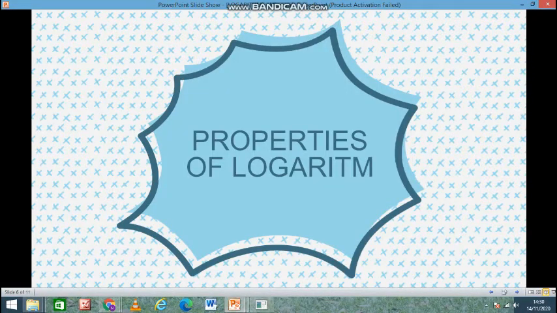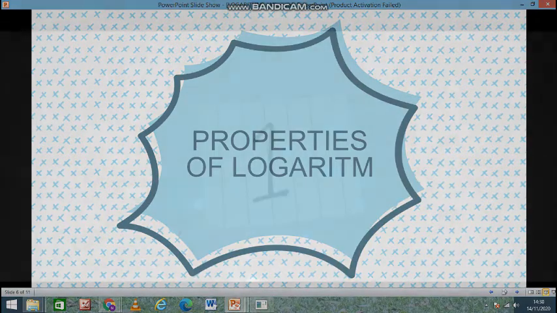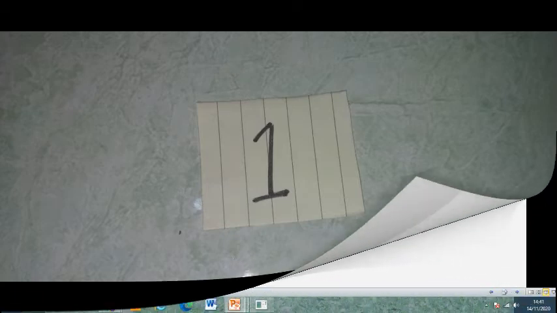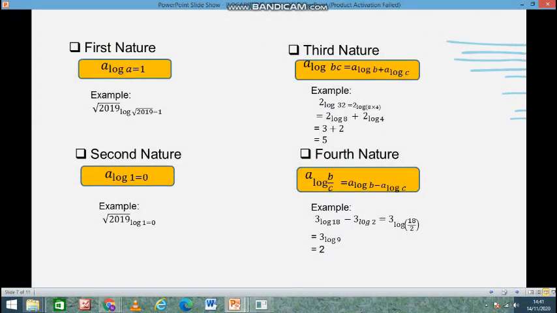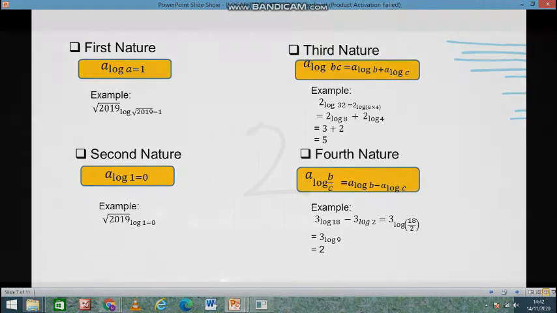Next, properties of logarithm. Logarithm properties. First, a log a equals 1. Example, square root of 2019 log square root of 2019 equals 1. Because the base and numerus are the same, the result is 1.